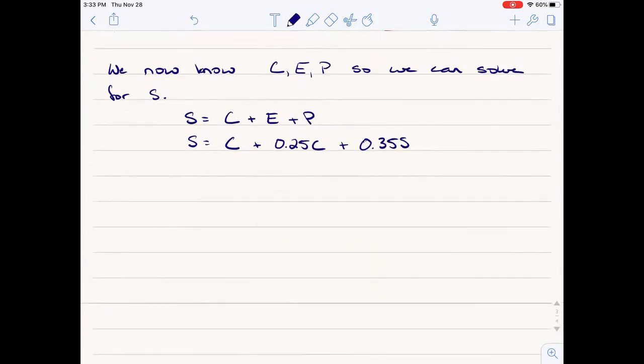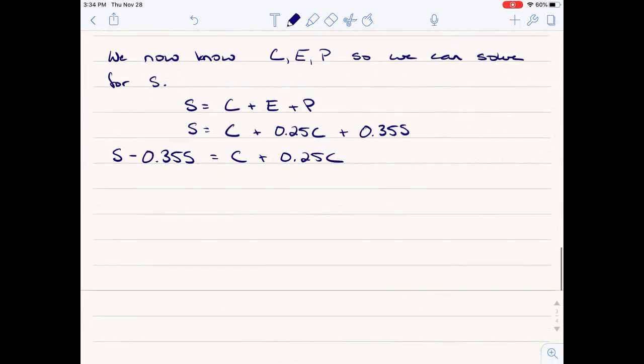Combining like terms, right? I'm going to move that 0.35 S over to the left-hand side. And so I get S minus 0.35 S is C plus 0.25 C. Being careful to factor out that common factor on each side, right? S and C. So then we have S times 1 minus 0.35 is C times 1 plus 0.25.